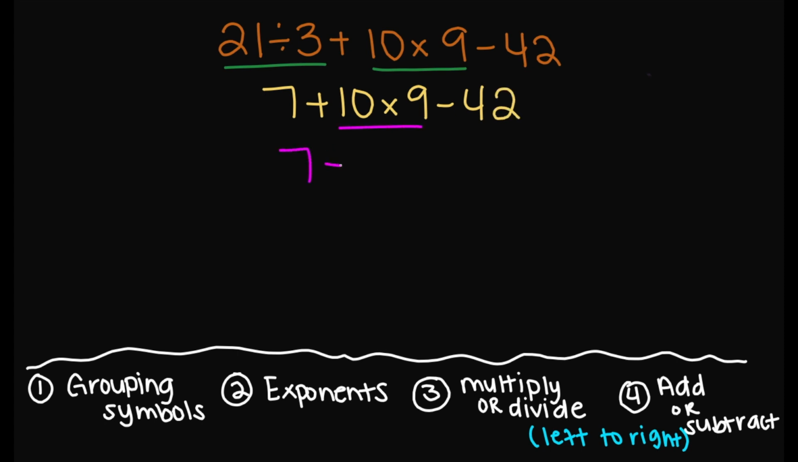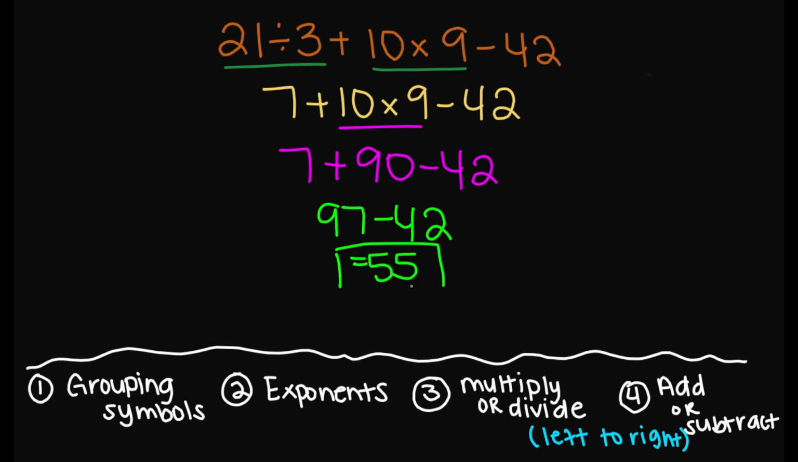So we have 7 plus 10 times 9. This is going to be 90 minus 42. And now I'm going to go left to right because I have addition and subtraction. So 7 plus 90, this is going to equal 97, minus 42, this is going to equal 55. So your final answer here is 55.